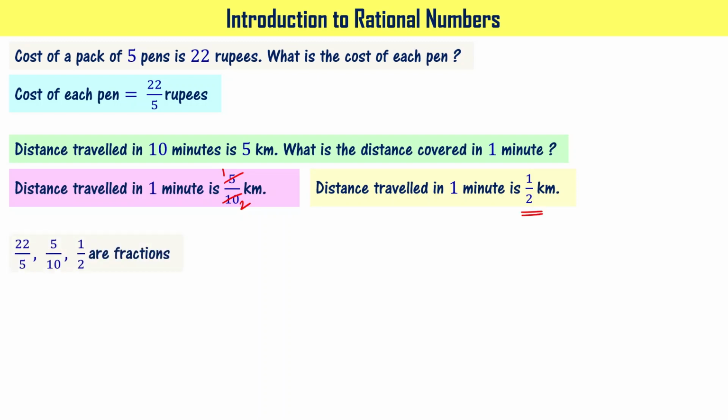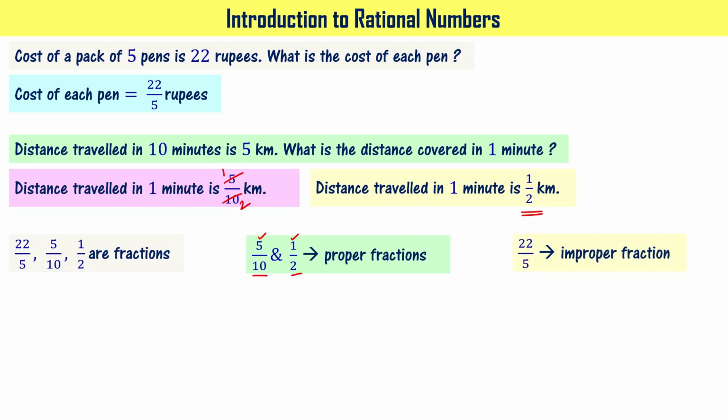Now, as you see here, we have seen three numbers, 22 by 5, 5 by 10, and 1 by 2. These are fractions. That's what you have learned in maybe 4th standard or 5th standard, right? And we said that 5 by 10 and 1 by 2 are called proper fractions because in these fractions, the numerators are smaller than the denominators, right? Whereas 22 by 5 is called improper fraction because the numerator is bigger than the denominator.